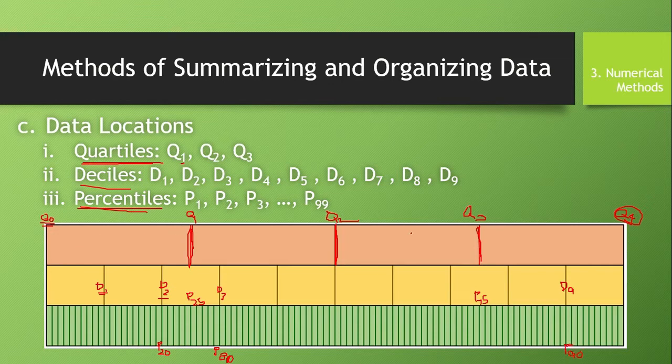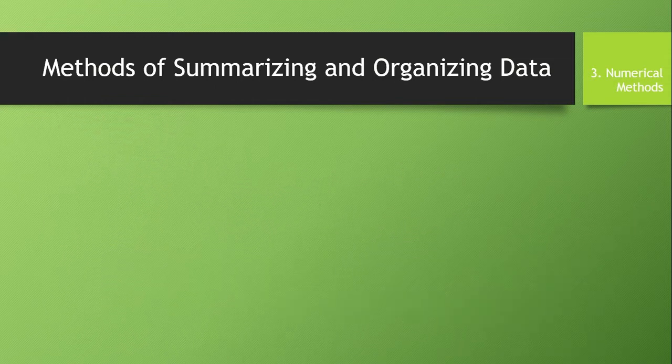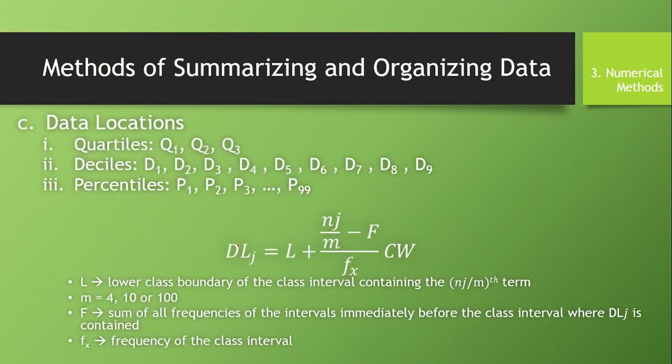But if you were given the data, especially sorted data, how do we get Q sub 1, Q sub 2, Q sub 3, or D sub 1, D sub 2, P sub 30, P sub 90? Now we will be using a general formula, that is DL sub j is equal to L plus (Nj over M minus F) all over f sub x times cw. DL sub j refers to the data location.